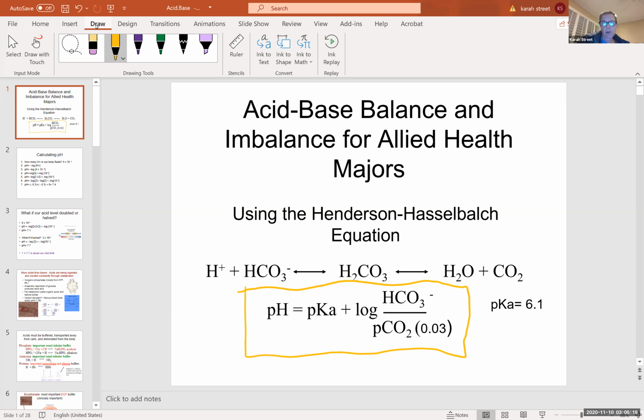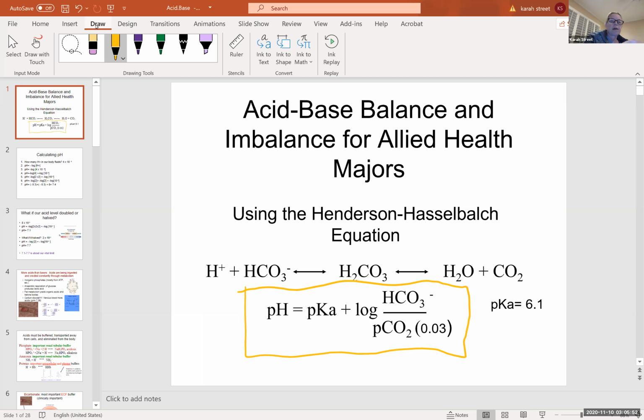But I can tell you that if you were like me, we only have to deal with one buffer system, and that's the bicarbonate buffer system, which is clinically the most important buffer system that our body has. It's not the only, but clinically it's the most important. And it's the one that we focus on for maintaining acid-base balance and learning how we can best help a patient through an acid-base problem.